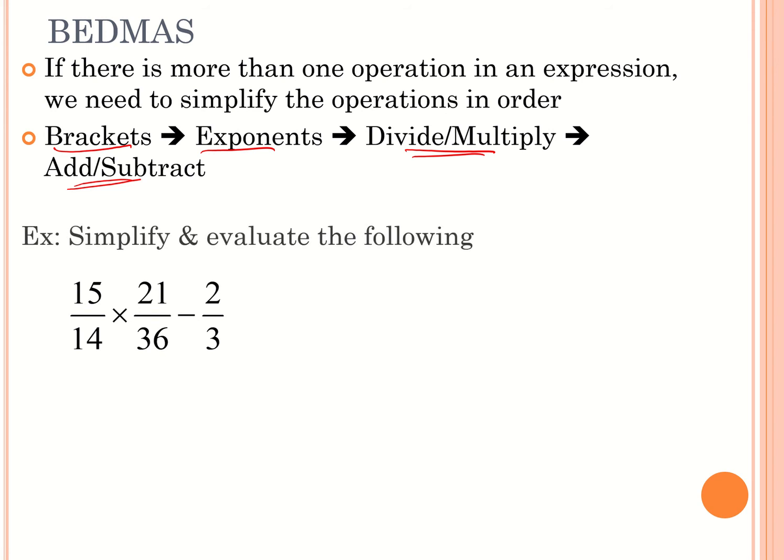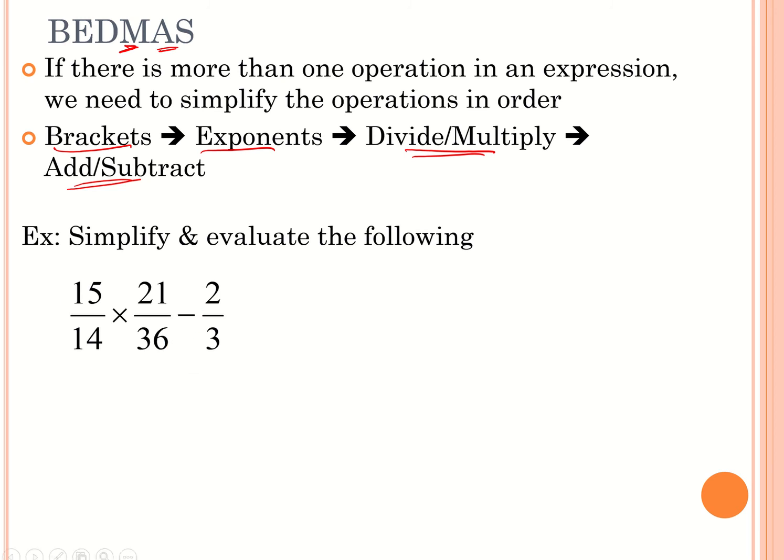Okay, so use an expression and you have two operations. The x means you multiply, this line here means you subtract. So you decide which one you do first. Do you multiply these two fractions first, or do you subtract this 2/3 at the very end? Since multiply comes before adding and subtracting, you would multiply these two first, and then when you're done, you subtract 2/3. Okay, so here we go.